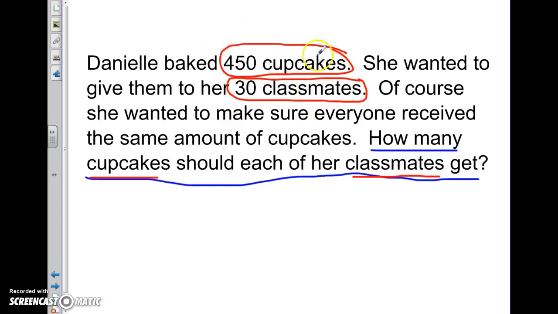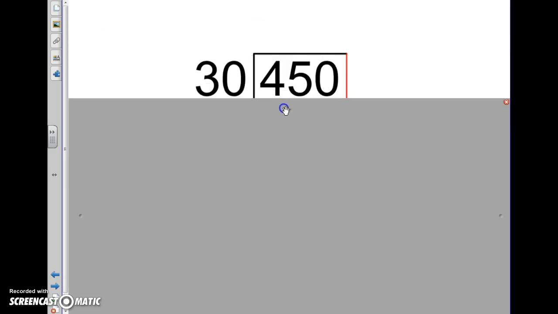Because, and remember, always checking for reasonableness. So if we said, well, I'm going to multiply, and we multiplied 30 times 450, I would get a number much larger than 450, right? I would get the 30th multiple of 450. So that would mean there'd be thousands and thousands of cupcakes. Well, remember, Danielle does not have thousands of cupcakes. She has 450 cupcakes total. So this is the dividend. To find out how many each one gets, we're going to divide by 30, right? So it should look something like this.